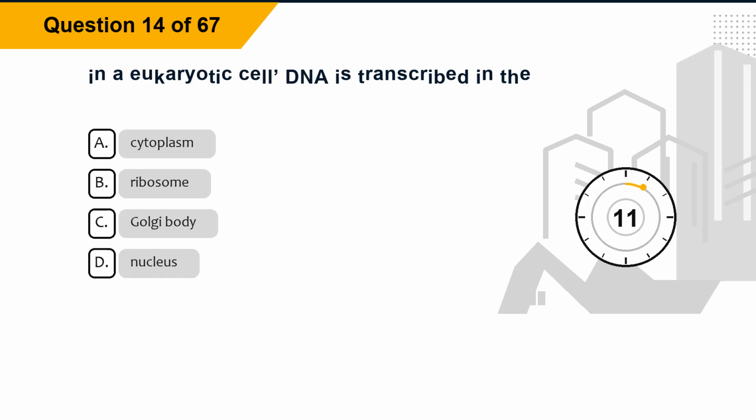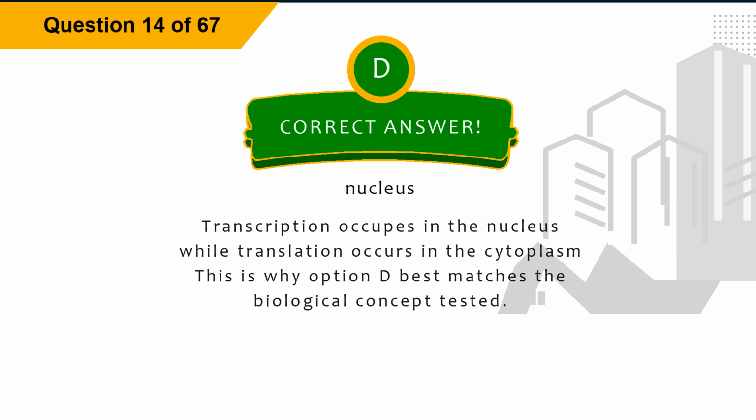Question 14. In a eukaryotic cell, DNA is transcribed in the option A, cytoplasm. Option B, ribosome. Option C, Golgi body. Option D, nucleus. The correct answer is option D, nucleus. Explanation. Transcription occurs in the nucleus while translation occurs in the cytoplasm. This is why option D best matches the biological concept tested.